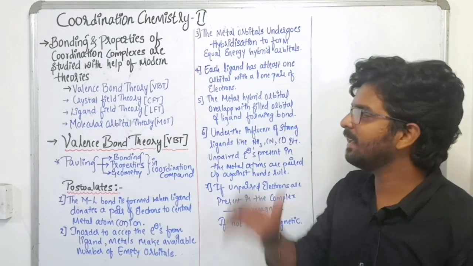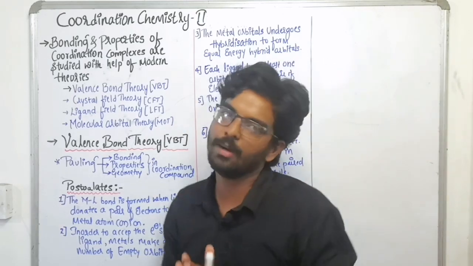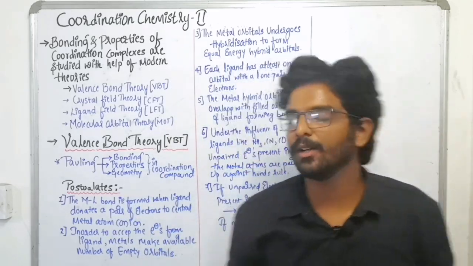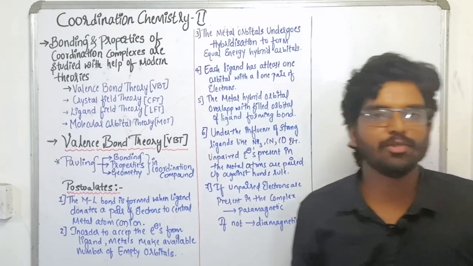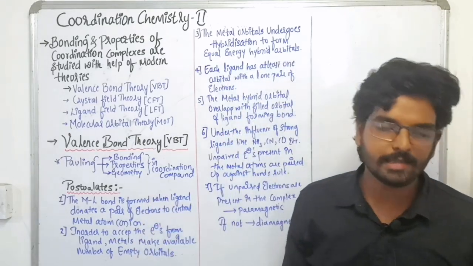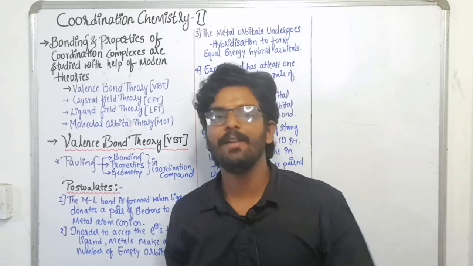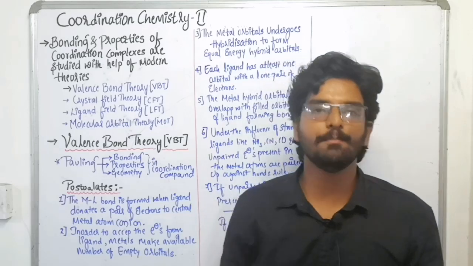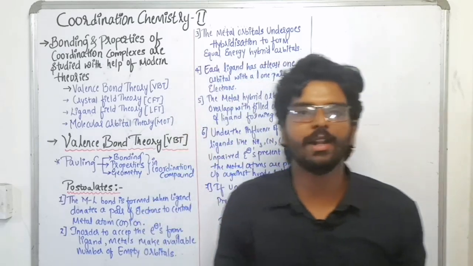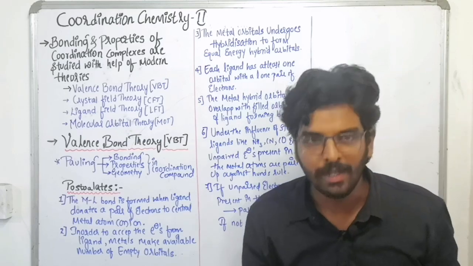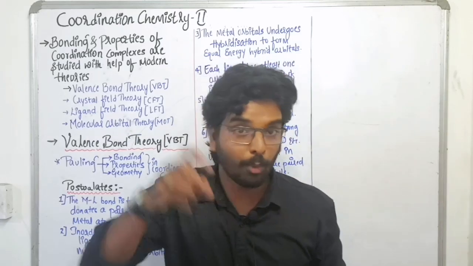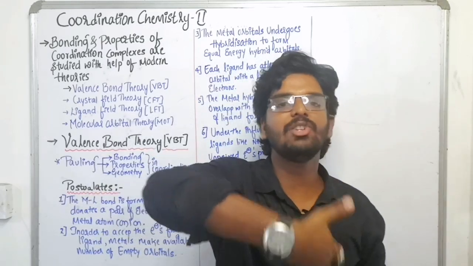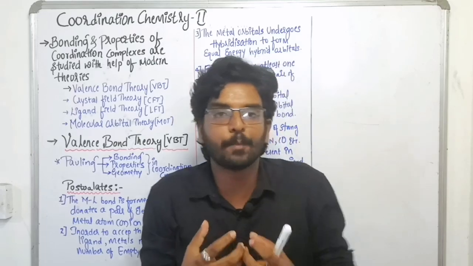In order to explain the bonding and the properties of coordination compounds, there are some modern theories we must study: valence bond theory, popularly known as VBT, crystal field theory, ligand field theory, and with the help of MOT, that is molecular orbital theory, we can also discuss the bonding as well as some of the properties of the coordination complex. So now it's high time to learn how the bonding takes place between the metal and the ligand, and how differently each coordination complex shows its properties.